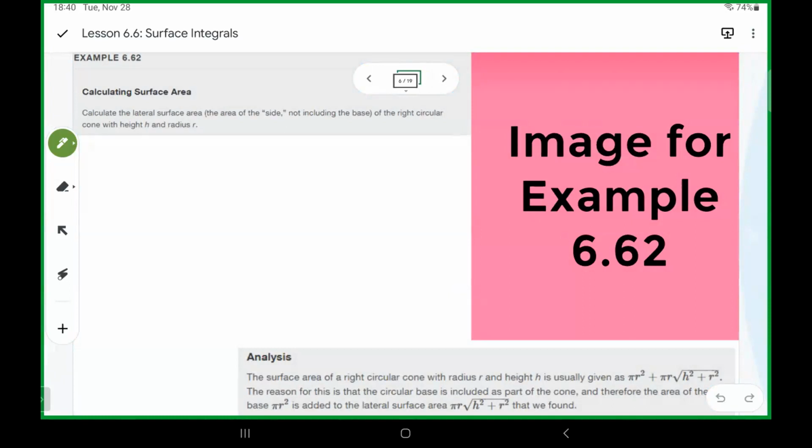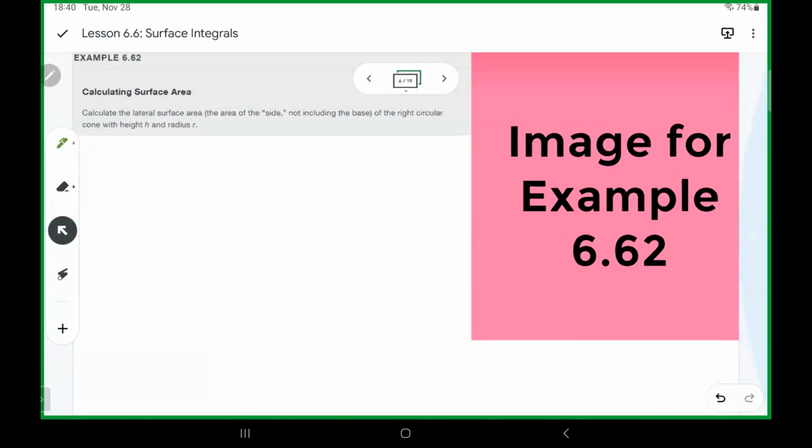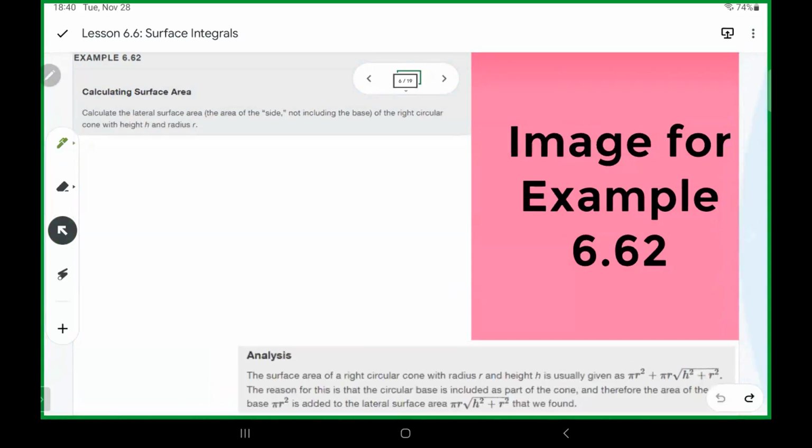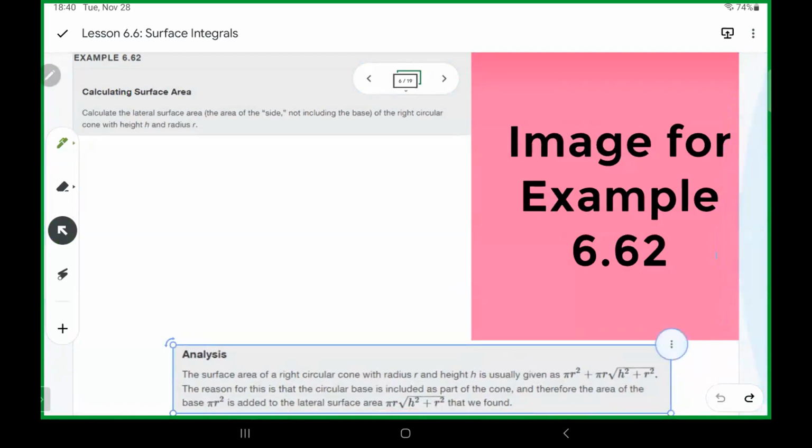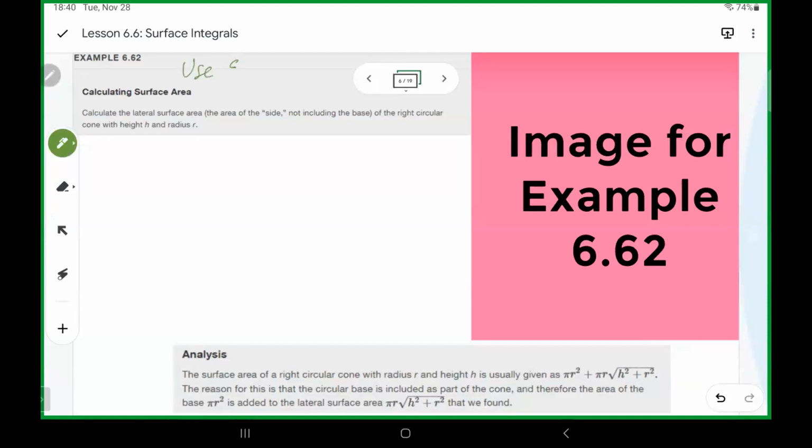Calculate the lateral surface area, the area of the side, not including the base, of the right circular cone with height h and radius r. We have a little analysis down at the bottom. Before calculating the surface area of the cone using equation 618 that we just had, we're going to use equation 618.